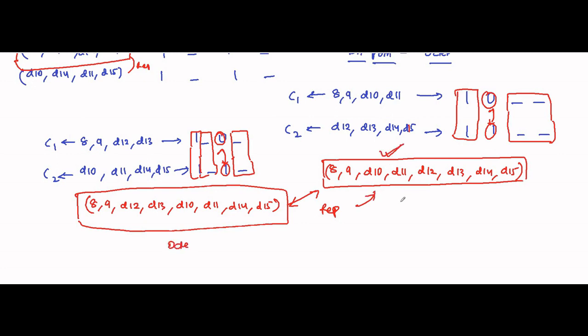This is also an octet. This is also an octet. Same minterms, just in different order. We'll pick this one. And it will be represented as, we'll replace this differing bit position, that is B position, with another blank space, which will be 1 dash dash dash. Okay, this.